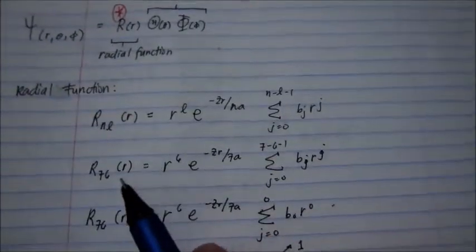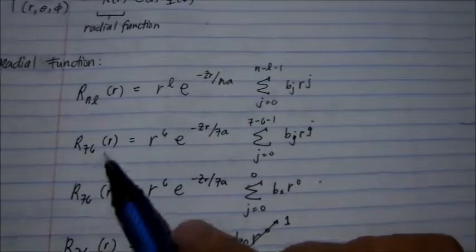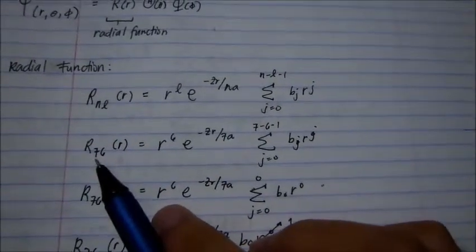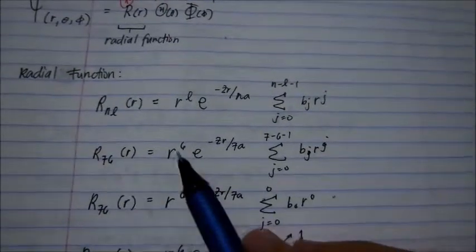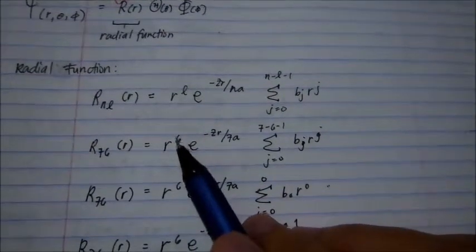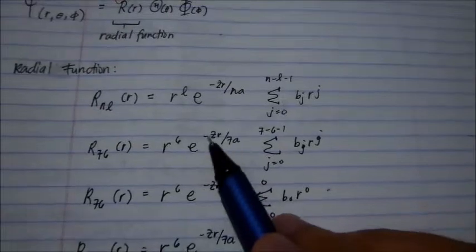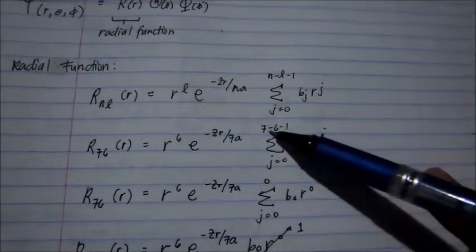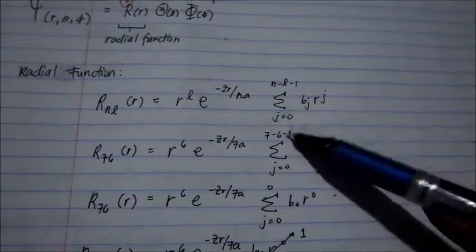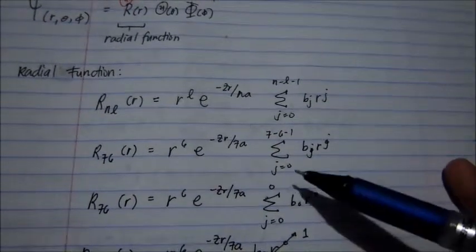Alright, so we're going to substitute for the 7 orbital. n is equal to 7, l is equal to 6. So there, r to the l, 6, e to the negative zr over 7a. The summation of n minus 1 is 1 minus 1, so 0.